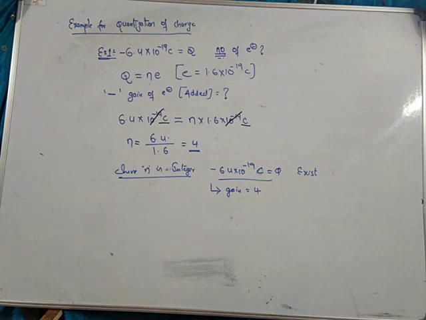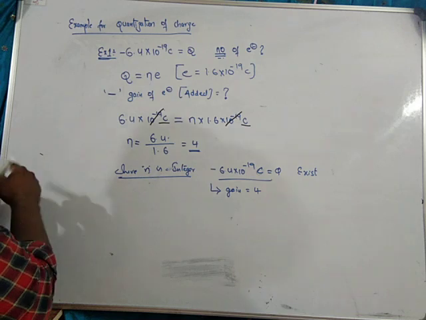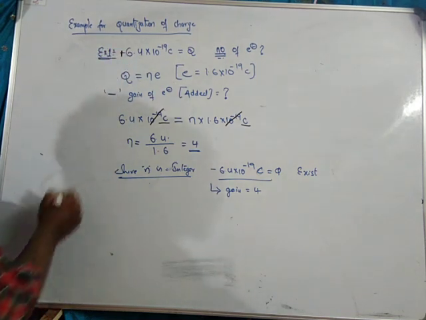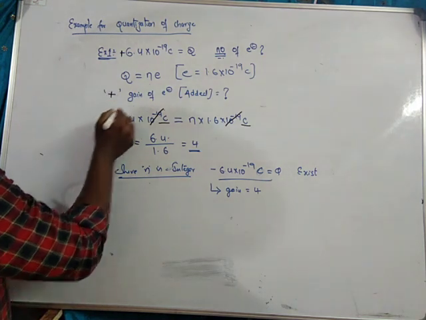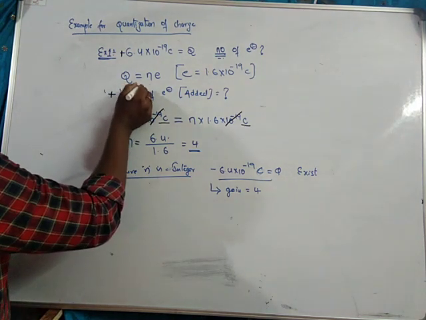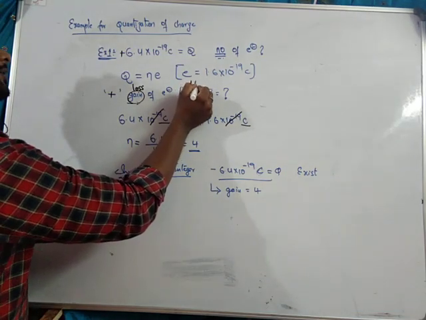So we gain 4 electrons. Suppose the same question is represented with a positive sign. Positive sign means instead of negative it will be positive, and gain will become a loss. Loss means we have a deficiency.